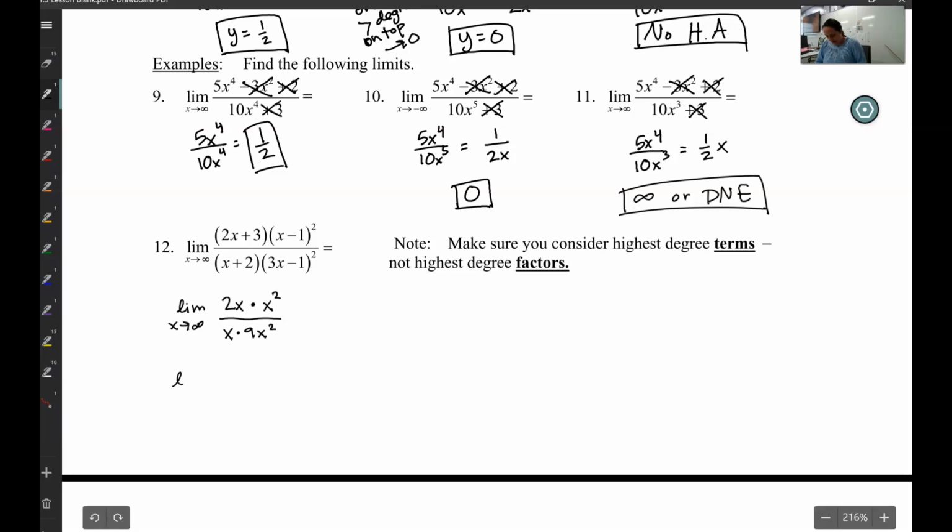So that would be 2x cubed over 9x cubed, which would be 2/9. Okay, in the last video, we'll talk about limits of a couple other functions and we'll be done.